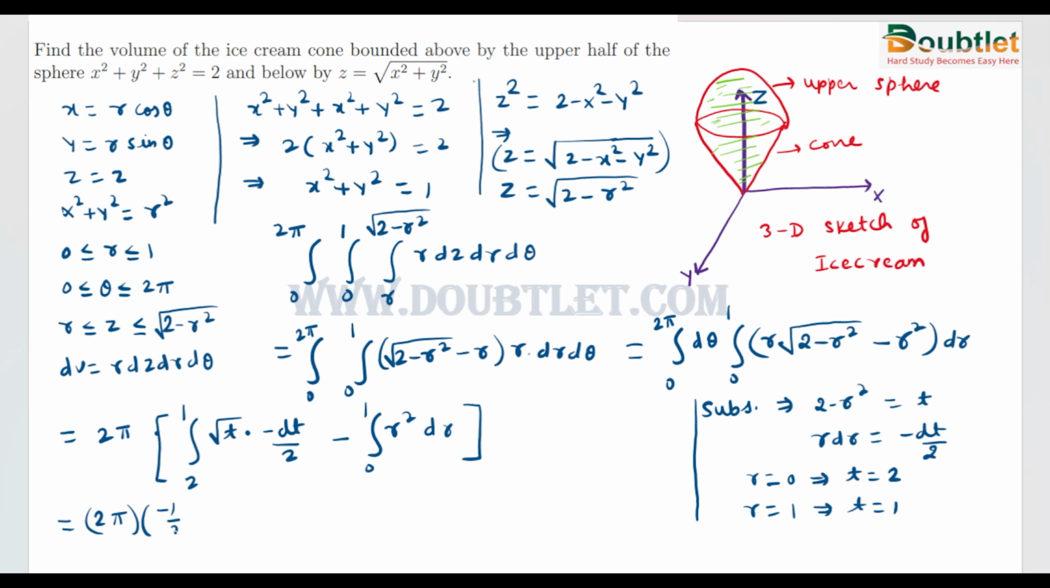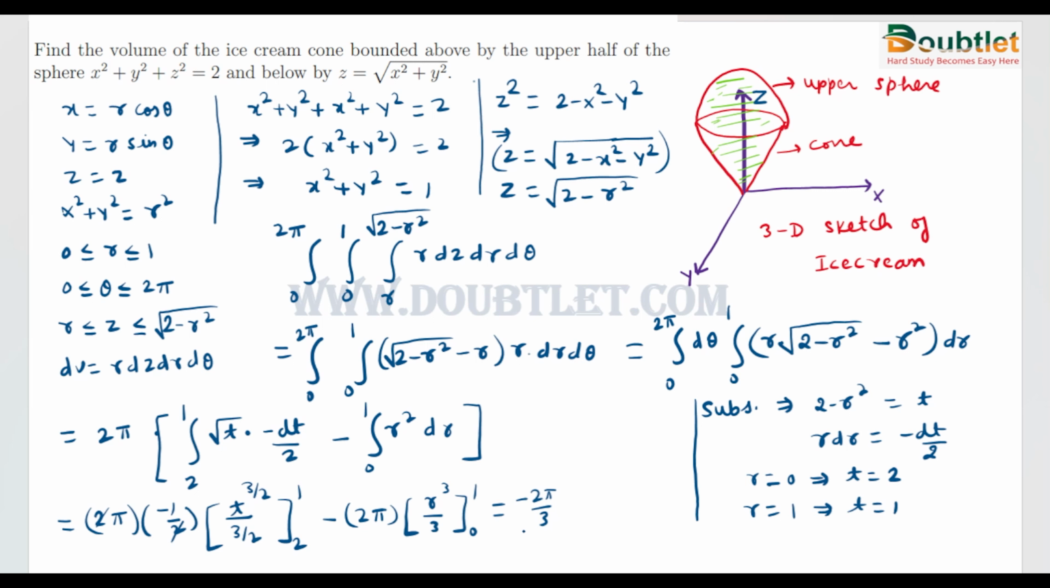Minus 1 by 2 will be thrown out, and this will become t to the power 3 by 2 divided by 3 by 2, and the limits are from 2 to 1, minus this 2 pi will be again multiplied to this, it will become r cube divided by 3, and limits are from 0 to 1. To solve this, 2 will be cancelled, and this will become minus pi. So 3 by 2 will move upward, so it will become minus 2 pi divided by 3, times 1 to the power 3 by 2 minus 2 to the power 3 by 2.